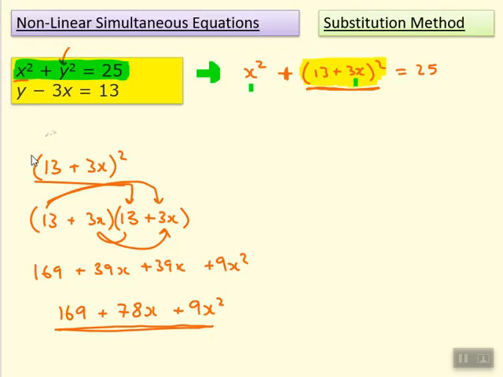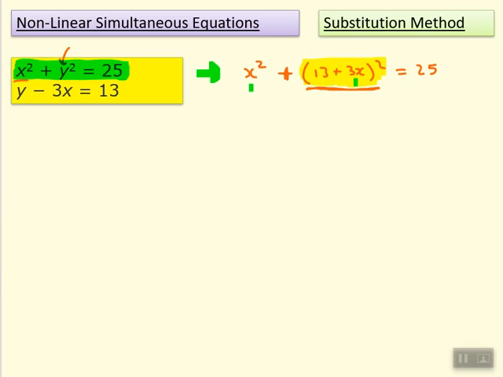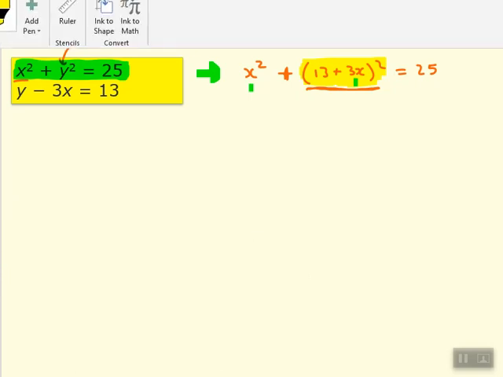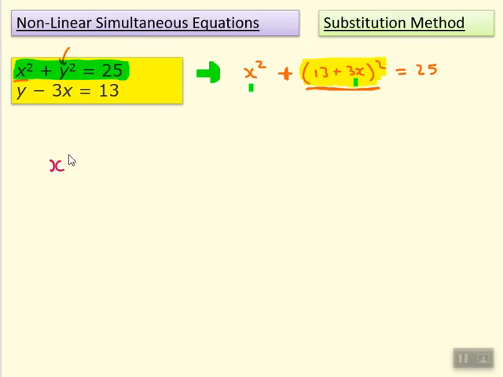Okay, I'm going to have to delete this stuff. I'm going to have to memorize what that was, by the way. Okay, so let me get a different colored pen. So it's going to be x squared add, what was it, 169 plus 78x plus 9x squared equals 25. Okay, so we've expanded the double bracket.